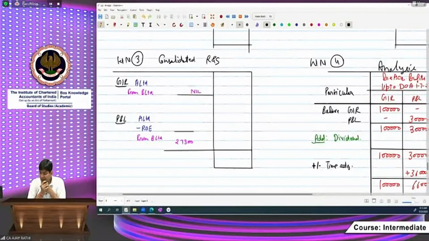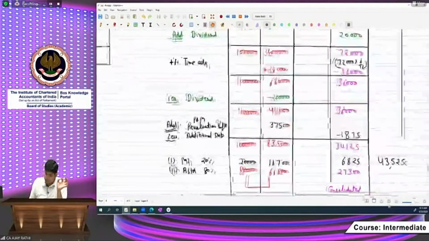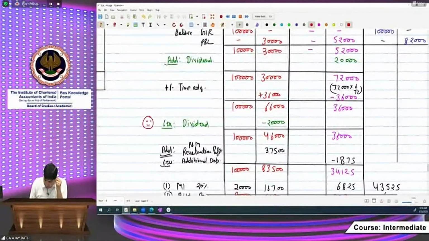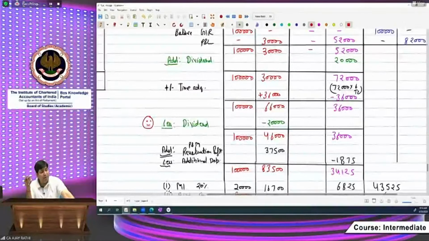Okay, now the point is there. We have done the analysis. Yes, the point is there. One thing is left, and that is this one. This is the total dividend which has been distributed by the subsidiary company.